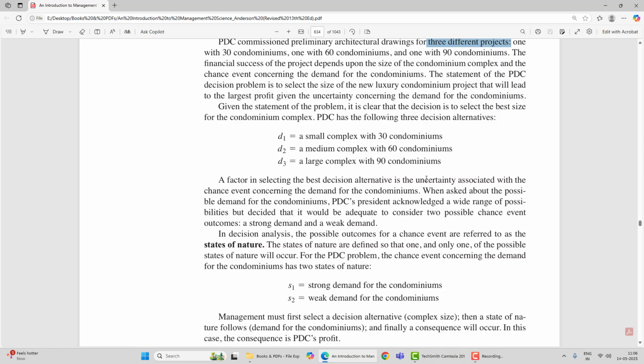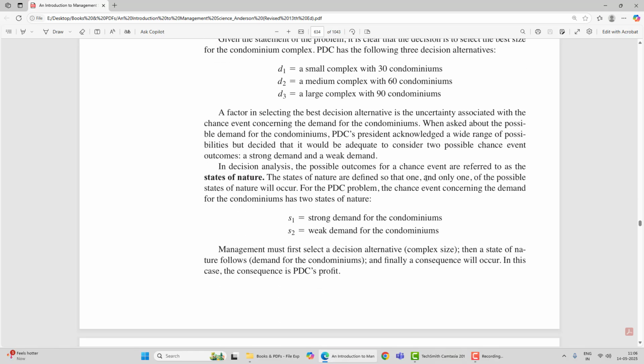Now the market will always have variability. We call this variability a chance event. So in decision analysis, the possible outcomes for a chance event are referred to as states of nature. The states of nature are defined so that one and only one of the possible states of nature will occur.